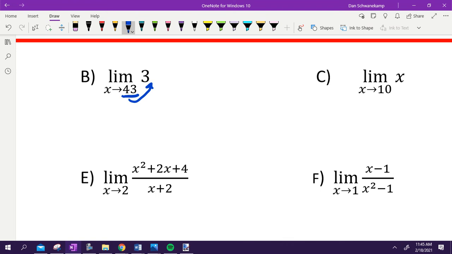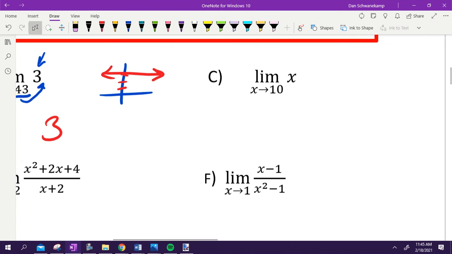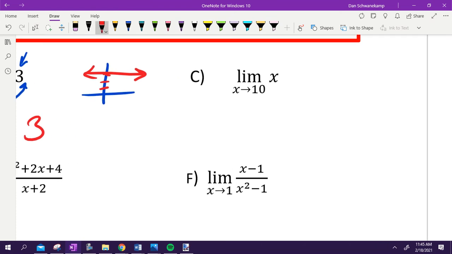Nothing. There's nothing there. Show me with your arm, what does 3 look like as a graph? 3 as a graph is a horizontal line. So what is the y value going to be at 43? Still 3. That's why the limit's 3. Don't let that one be weird to you. It's just 3. What about C? What do you think the limit is as x approaches 10? Yeah. Boom. I plug in 10. I get 10. That's not too bad.